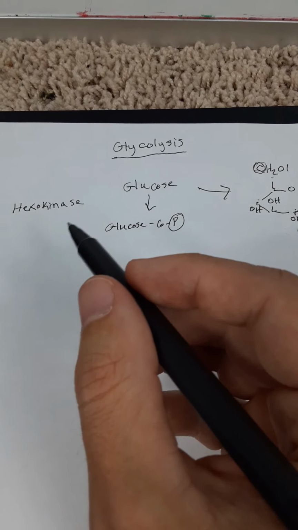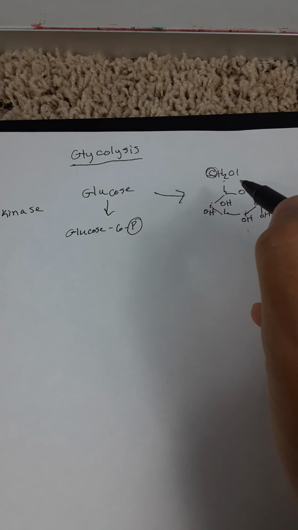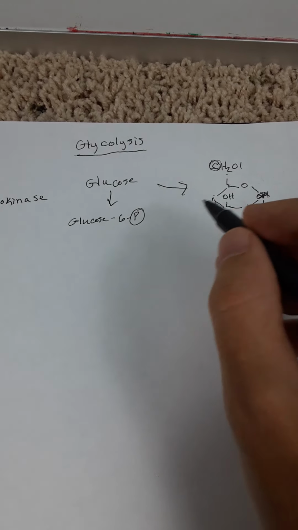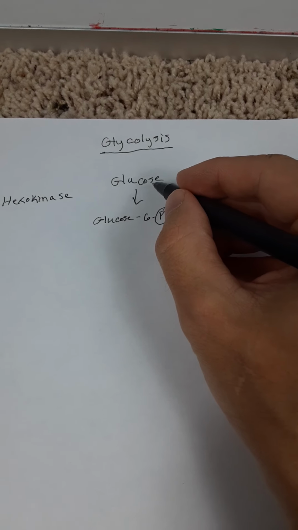Sorry about that. Okay, so what a hexokinase is going to do is it's going to cause a phosphate group to attach to this hexo sugar. Okay, or in this case, the hexo sugar is a glucose. So where is this phosphate group going to come from? Well, that's where ATP comes into play.